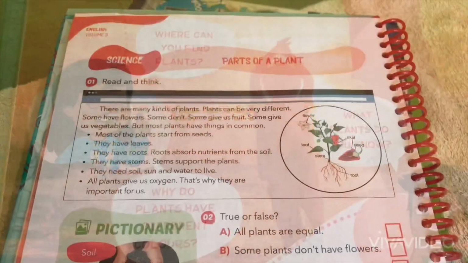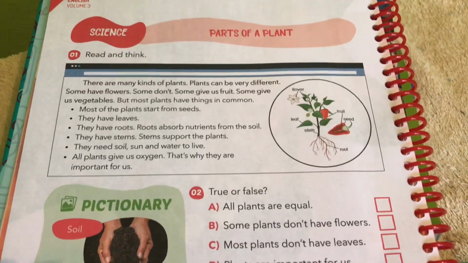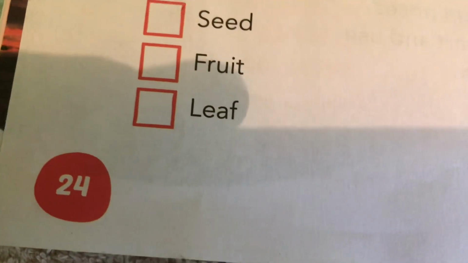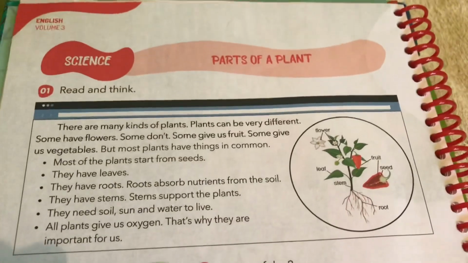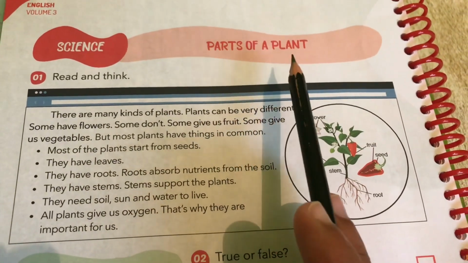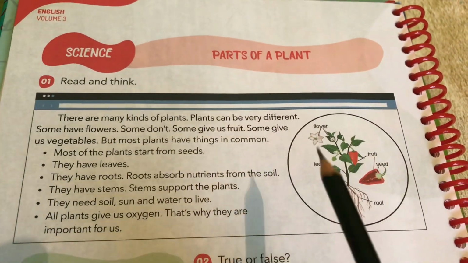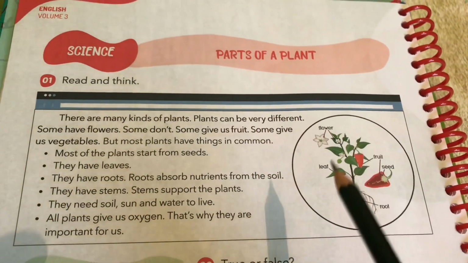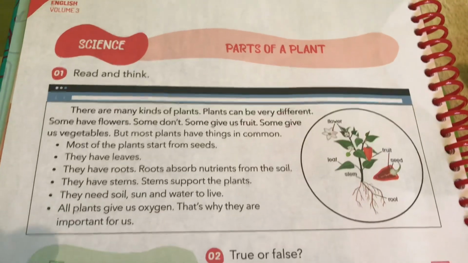Okay? So guys, we saw page 22, and now we are seeing page 24. Okay? Page 24. So, on page 24, we have parts of a plant. Here it is, a plant. This whole thing is a plant. And every part of the plant we have to study right here. So, science.